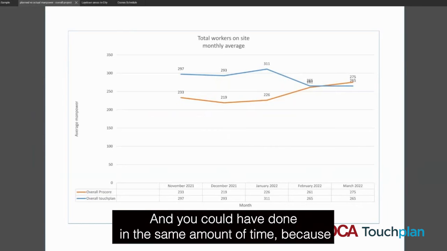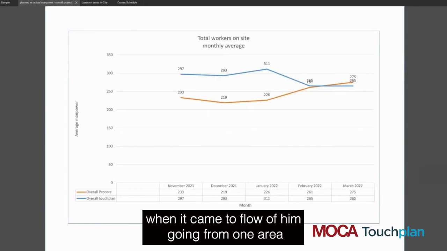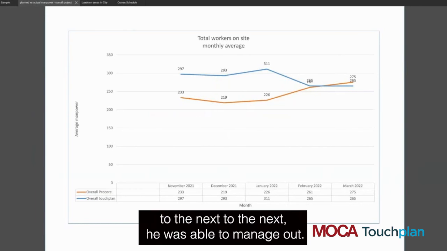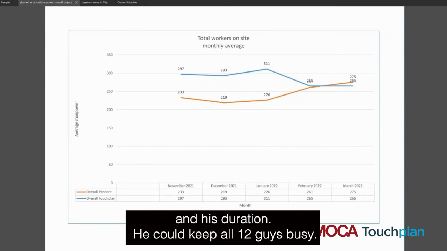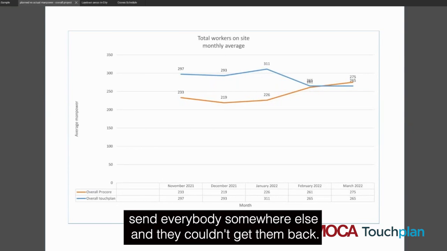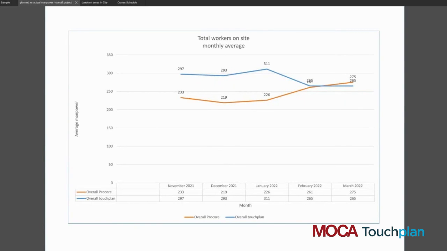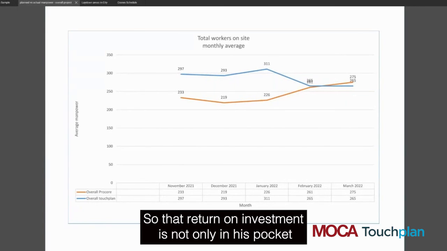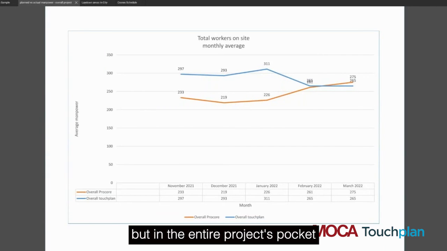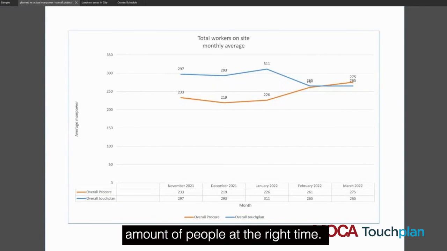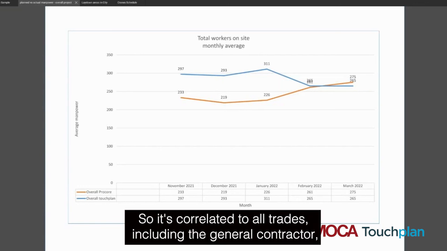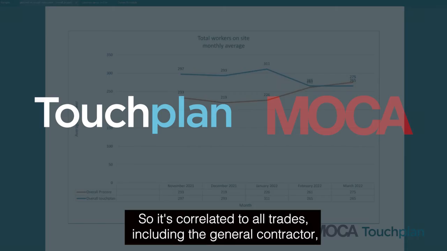And you could have done it in the same amount of time, because when it came to flow of him going from one area to the next, he was able to manage out. So after he learned it in one area, he went back in, re-leveled his manpower and his durations. He could keep all 12 guys busy. He didn't all of a sudden blow it out and send everybody somewhere else, and then he couldn't get them back. So that return on investment is not only in his pocket, but it's in the entire project's pocket, because we're getting things done efficiently with the right amount of people at the right time. So it's correlated through all trades, including the general contractor, and return on investment.